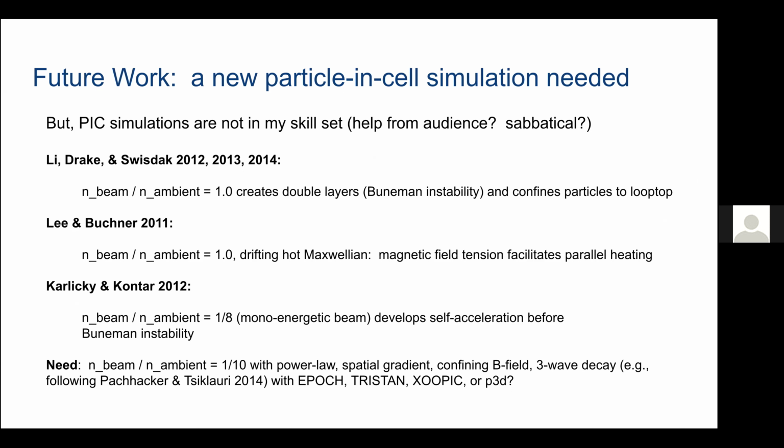And so this is what I think we need. We need a lower beam density than these simulations. We need a power law distribution initially, a spatial gradient for Langmuir waves to refract and diffuse. We need a confining B field, and we need three-wave decay. Not much to ask for, right?